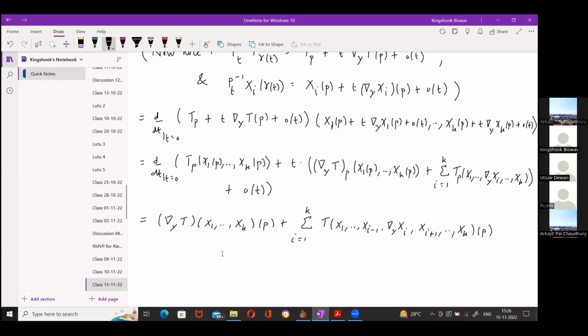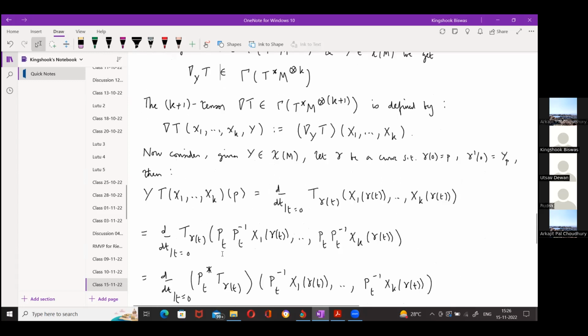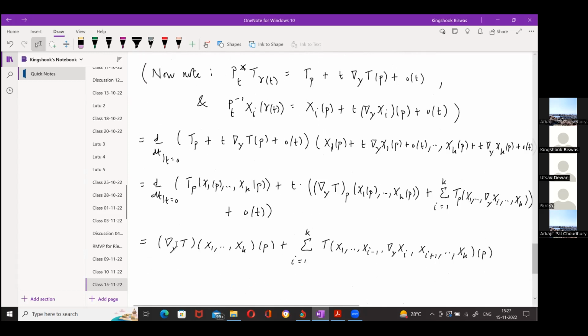This thing is equal to y applied to t of x1 to xk, right? So what you do is think of it as you differentiate t with respect to y. That gives you the first term here. This is differentiating t with respect to y, keeping x1 to xk fixed. And then you keep t fixed and differentiate each xi with respect to y, right?